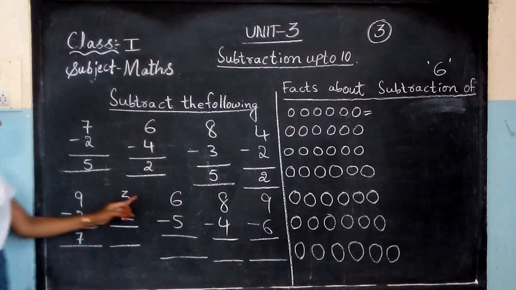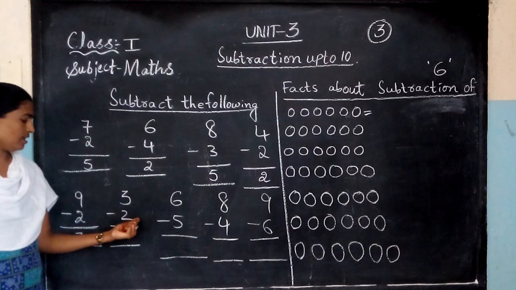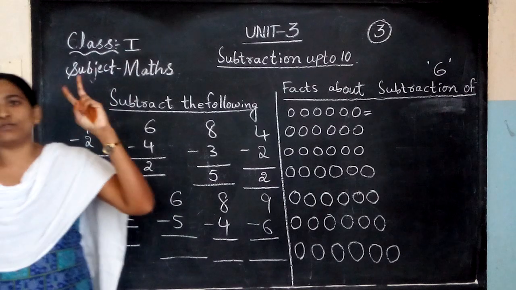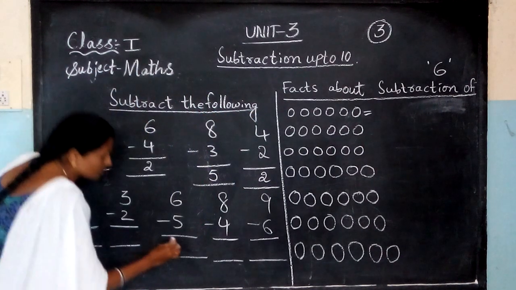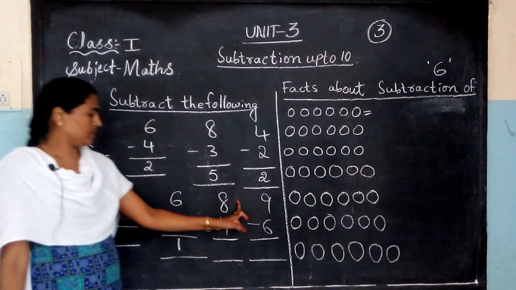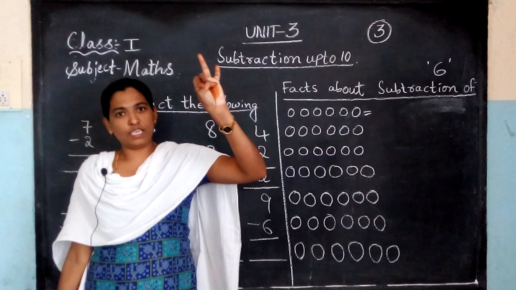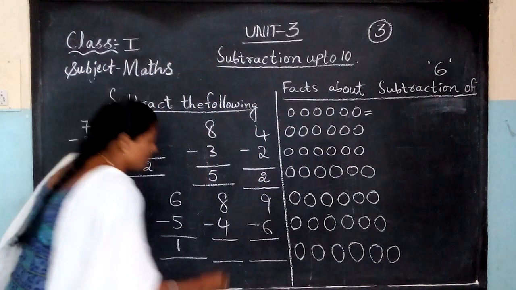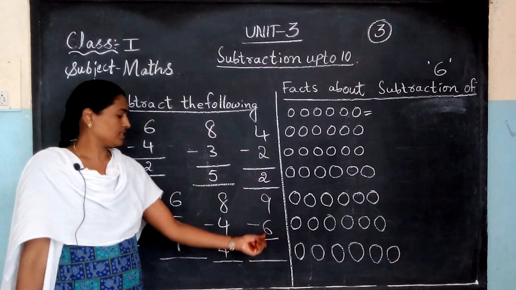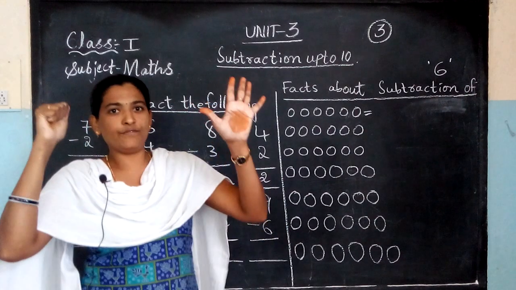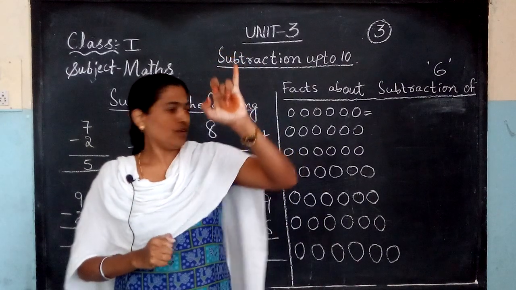Now you tell me, children, in these two numbers which is the big number? Yes, 3 is the big number and 2 on the fingers. 3 in the mind, 2 on your fingers. 3 before, 2, 1. Here 8 in the mind, 4 on your fingers. 8 before, 7, 6, 5, 4. Here 9 in the mind and 6 on your fingers. 9 before, 8, 7, 6, 5, 4, 3.